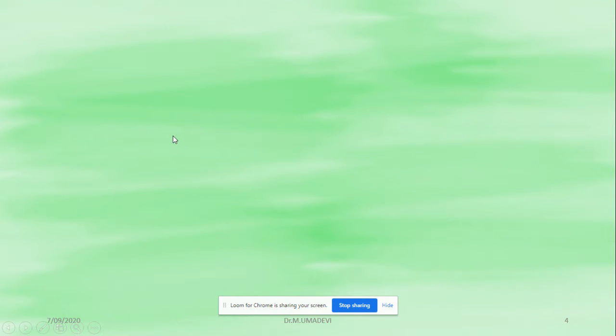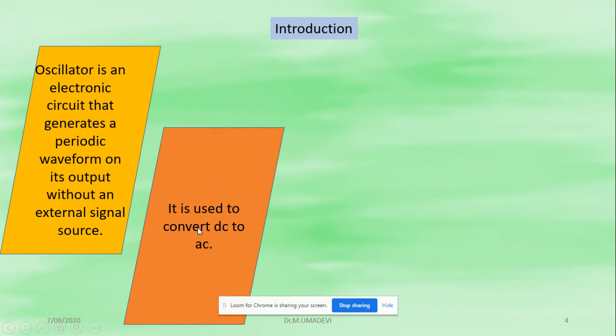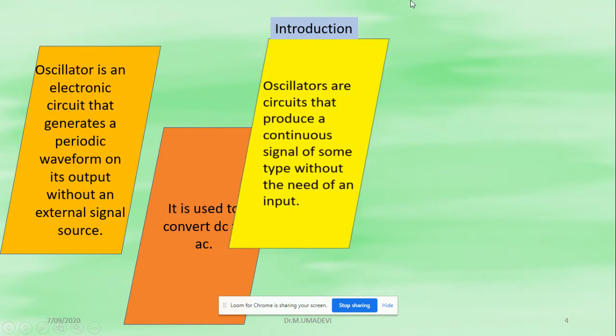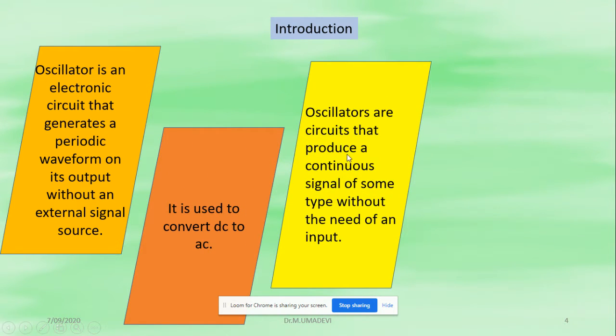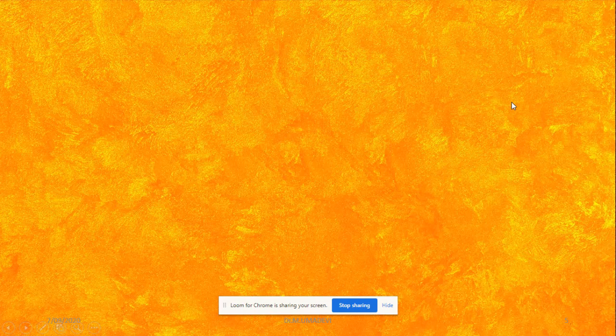What is an oscillator? Introduction part. An oscillator is an electronic circuit that generates a periodic waveform on its output without an external signal source, and this oscillator converts DC into AC. Oscillators are circuits that produce a continuous signal of some type without the need of an input. The signal may be a sine wave, square wave or a sawtooth wave. These oscillators are used in communication systems and digital systems like computers.